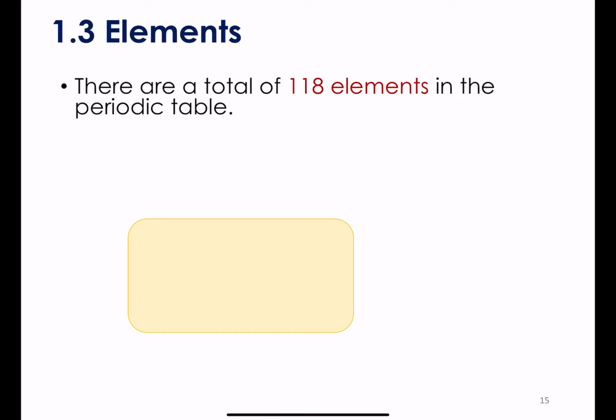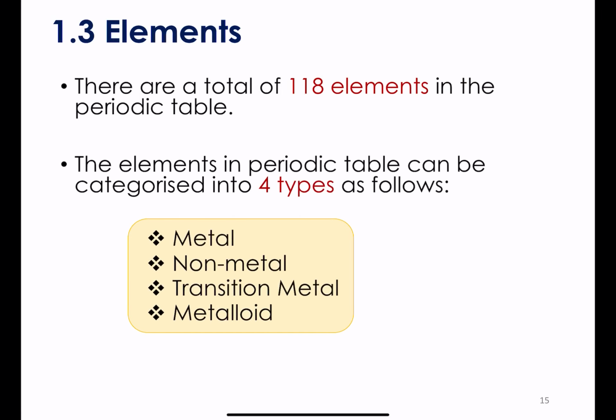Okay, now the elements that you will learn in the periodic table can be categorized into 4 types as follows. The first one, metal. The second one, non-metal. The third one, transition metal. And the last one, metalloid. And Miss understands that everyone must have heard about this. These terms you have definitely heard before because you studied the periodic table chapter in SPM. So, let's go to the next one.